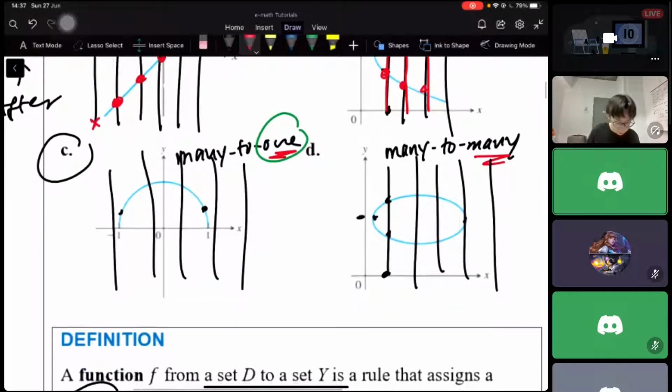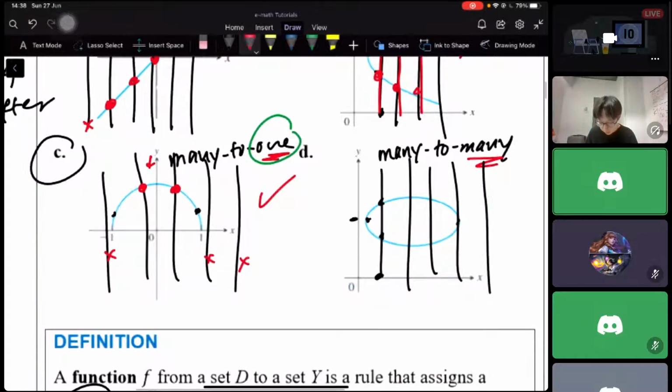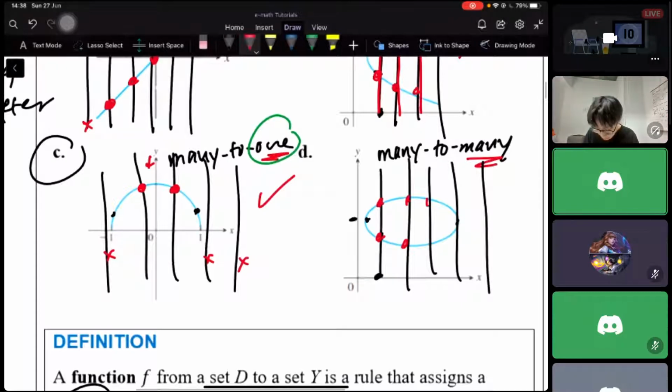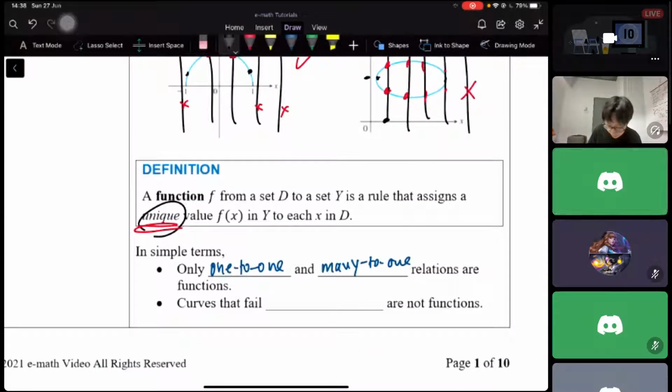Okay. Then what about this one? You see? Oh, this one doesn't intersect. This one intersects once. This one also intersects once. This one doesn't intersect. This one doesn't intersect. Maximum intersect once. So this is a graph of a function. This one intersects twice. So this is not a graph of a function. Simple, isn't it? So this is what we call the vertical line test.